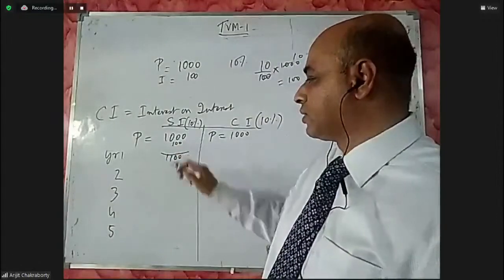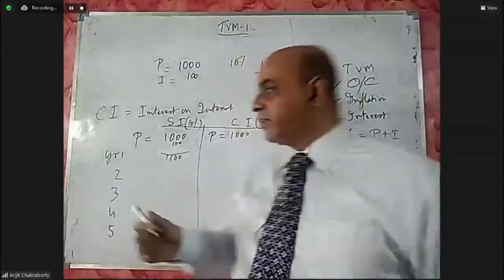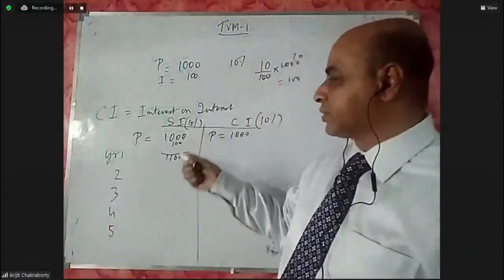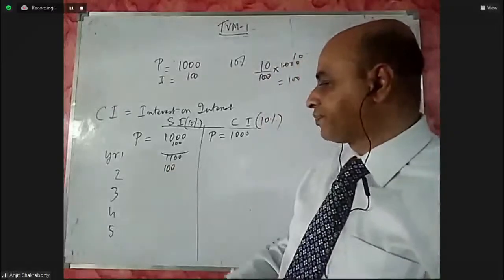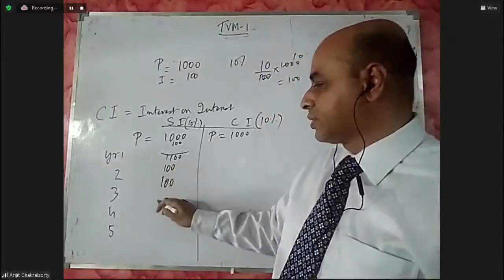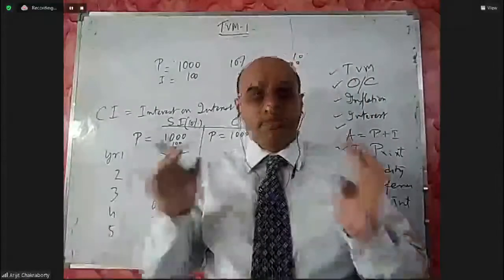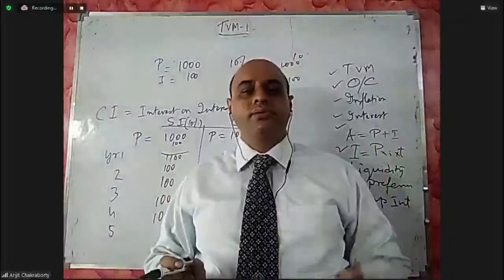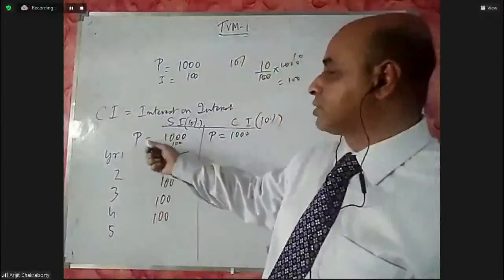So I will get 1,100 at the end of 1 year. In the second year, again, interest will be calculated on 1,000 rupees. I will get 100 rupees interest. Third year also 100 rupees interest. Fourth year also 100 rupees interest. Fifth year also 100 rupees interest. Because the interest of 10% is calculated on the original principal of 1,000.